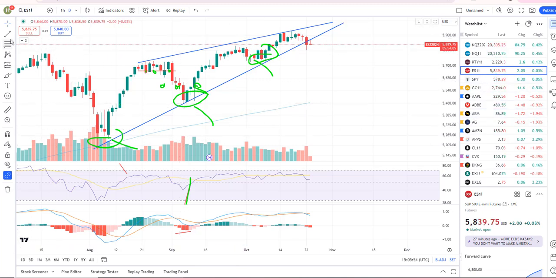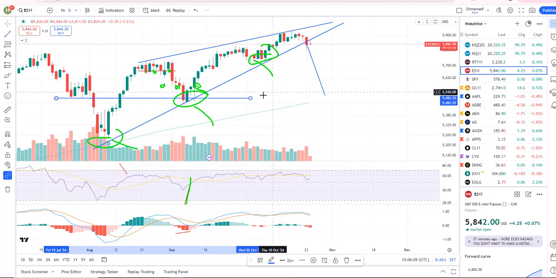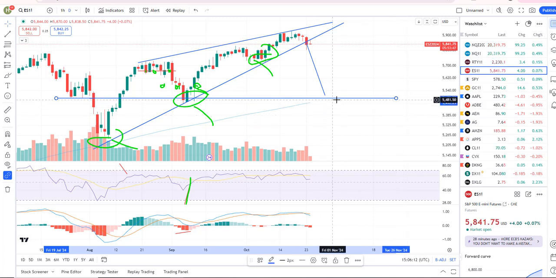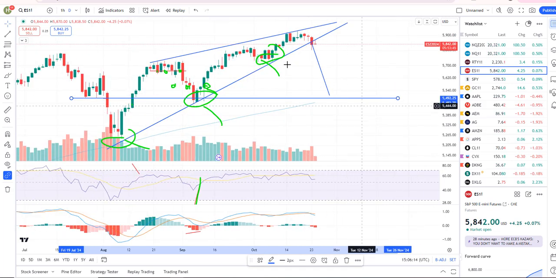And then if you're trading that, the measured target is the widest part of the wedge, which at the point of the breakdown sets us up for a move down to about 5,508 and the 200-day moving average. That's the measured move, okay?